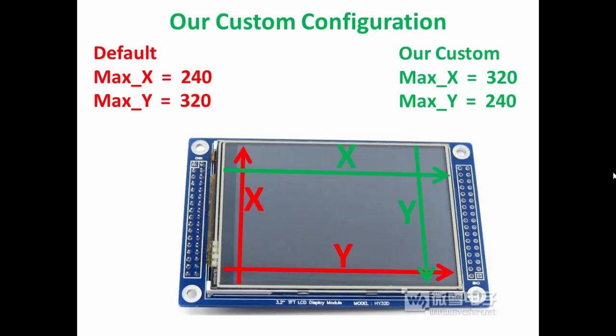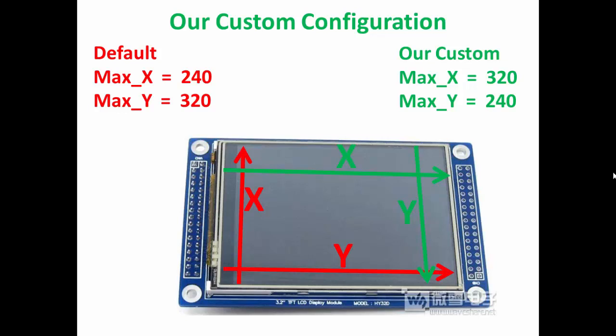Now, as I told you, the LCD will always work in default mode and it cannot be changed. Hence, by default it will take the bottom left corner to be the first point. But we want the first reference point to be the top left corner. So to achieve that, we have to do some calculations.